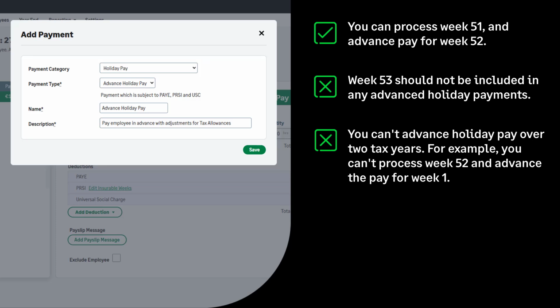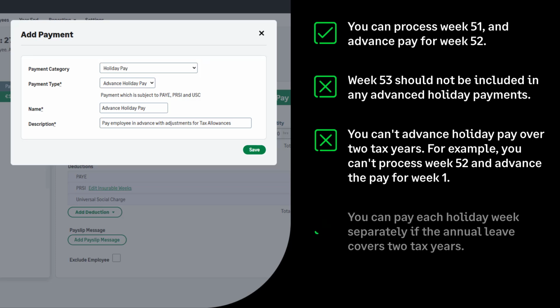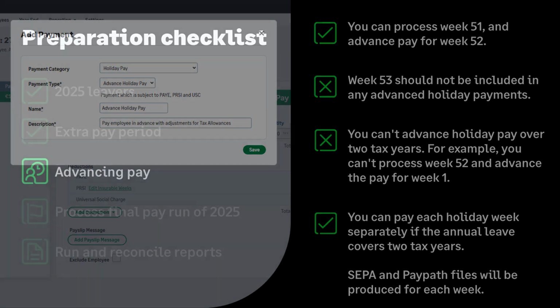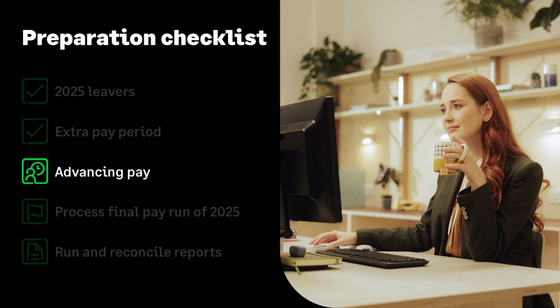However, if your employees are on holiday over this period and you'd like to pay them early, you can pay each holiday week separately without using the advance pay feature. If you choose to do this and you use PayPath or SAPA payment files, a payment file will be created for each week you've processed separately. Therefore, your employees will receive 2 separate payments, one for each pay period. We have now completed this step.